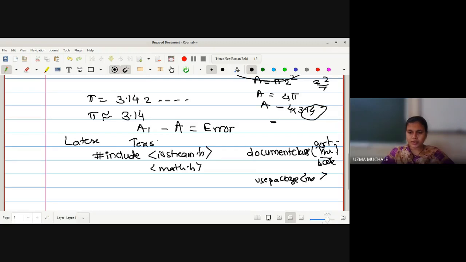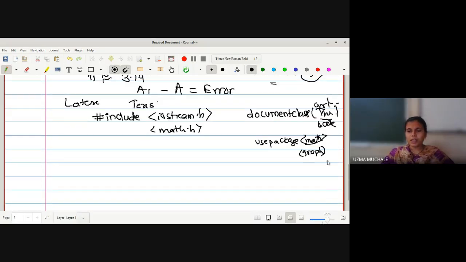Say you can have the maths one if you want to use maths, or suppose you have a graph in your project, so you can include use package graph. Simply you have to provide a use package, and whatever package you are going to use, you write it as use package graph. If you want to use any image, you can insert the image with the package related to image. There are so many different types of packages which we can use in our LaTeX.